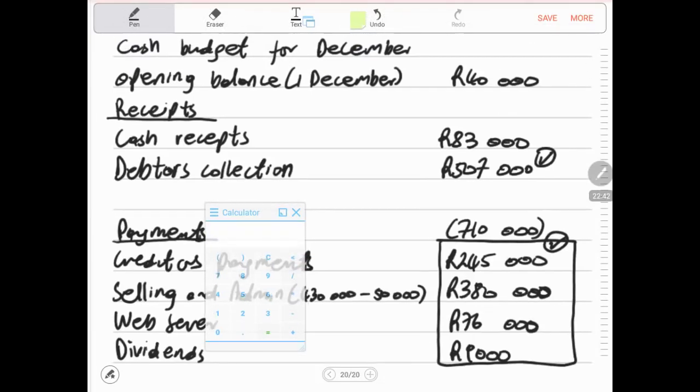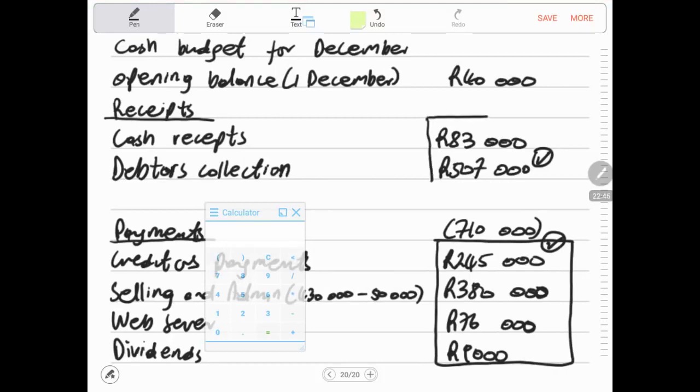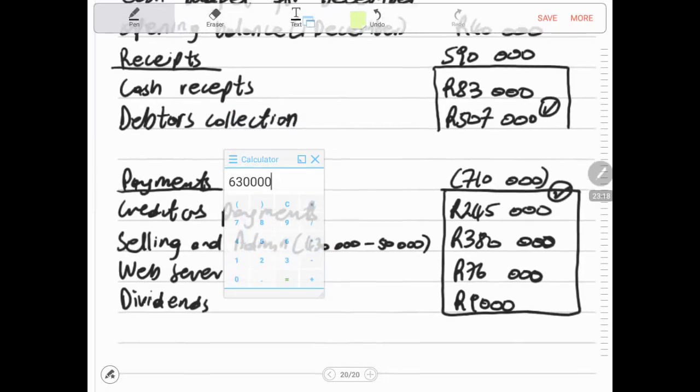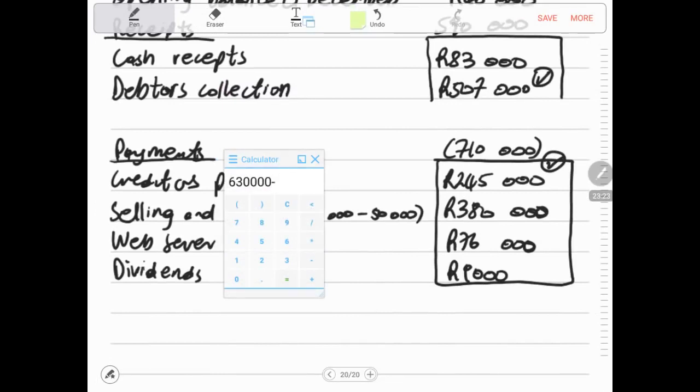Then let me calculate my receipts. My receipts will obviously include the opening balance. Then 83,000 plus 507,000. If I add the two, I get an amount of 590,000 rands. So now I don't want to immediately determine if there is a deficit or a surplus, but I have to say opening balance plus receipts. This gives me 630,000 rands. And if I say 630,000 rands minus 710,000 rands, I can see that I am running at a negative balance of 80,000 rands.